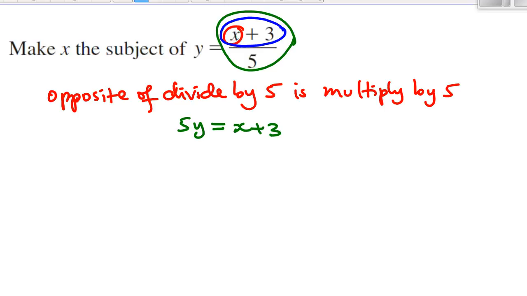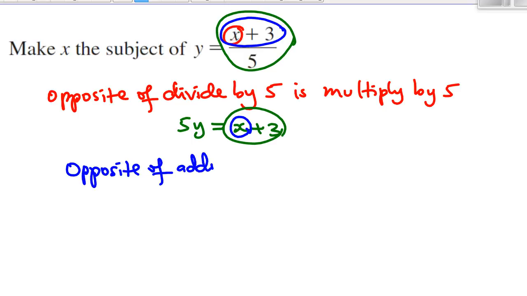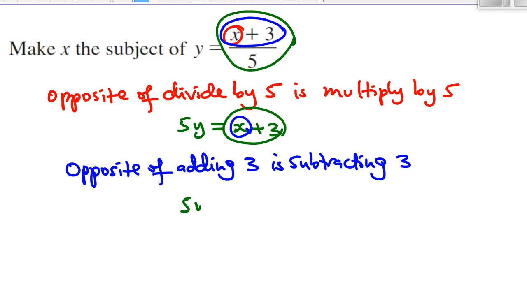And of course, if you look at this, this is the variable that I want to make the subject, and 3 has been added to it. So the opposite of adding 3 is subtracting 3. So what I'll end up with here is 5y minus 3 is equal to x.